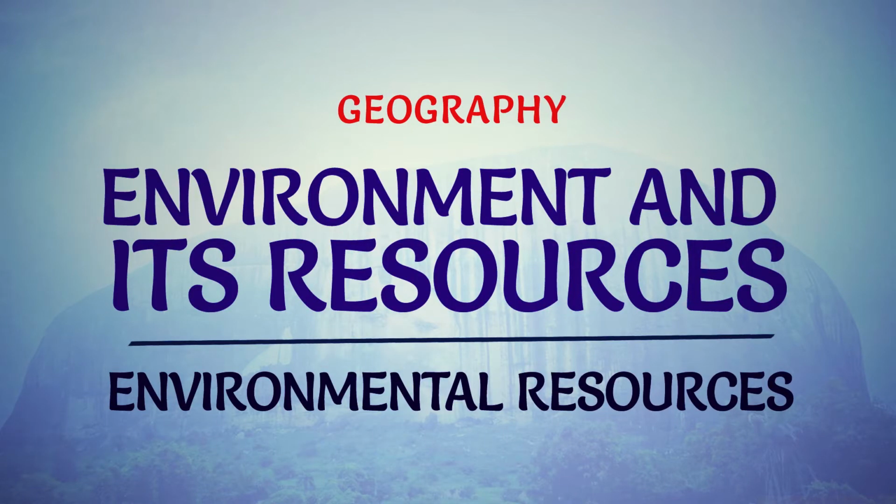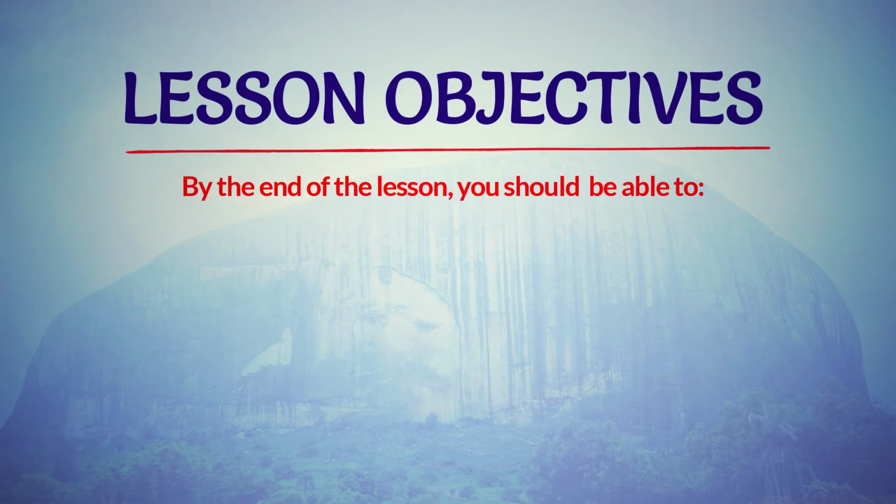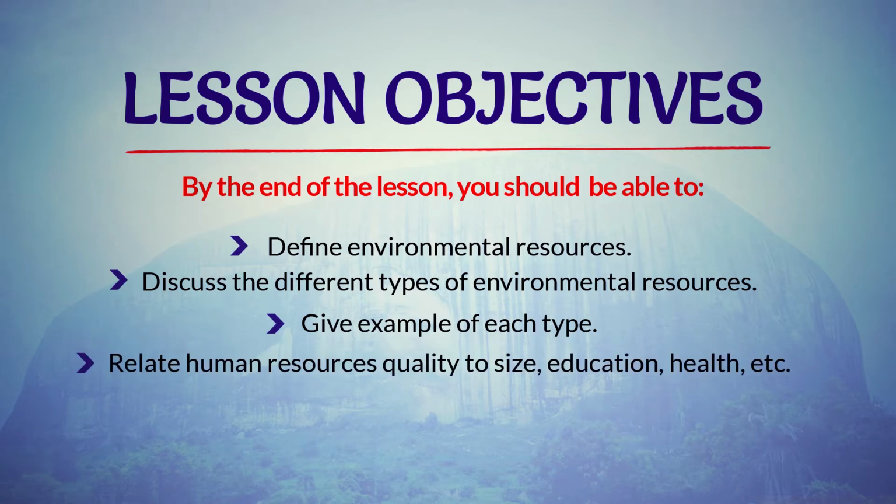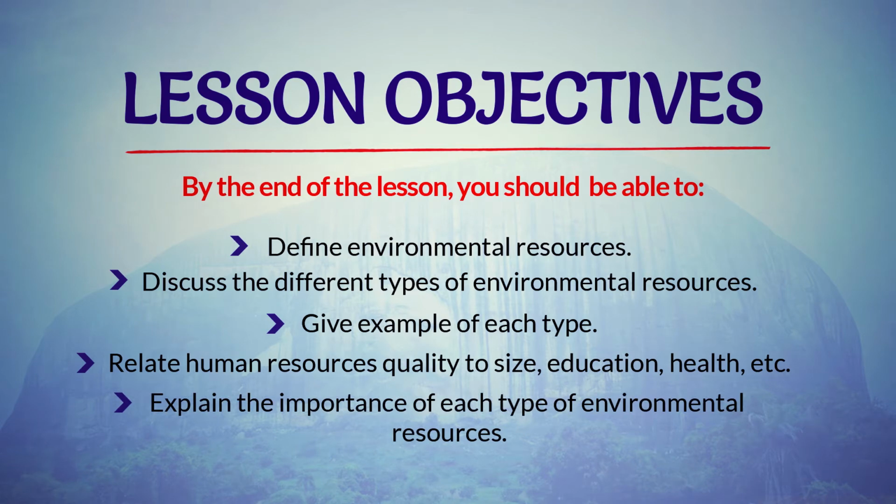Our theme for today is Environment and its Resources, and our topic, Environmental Resources. Before we go further, let's take a look at the lesson objectives. By the end of this class, you should be able to define environmental resources, discuss the different types of environmental resources, give examples of each type, relate human resources quality to size, education, health, etc. And lastly, explain the importance of each type of environmental resources.